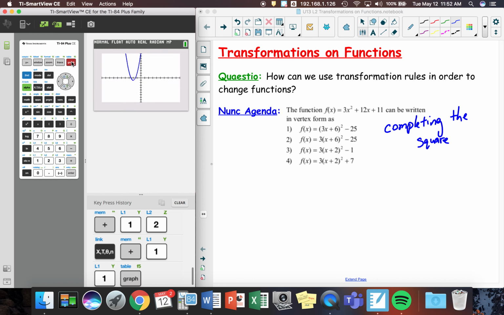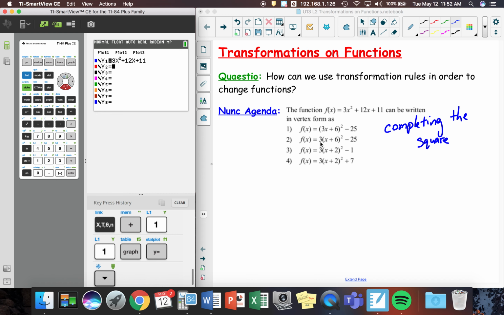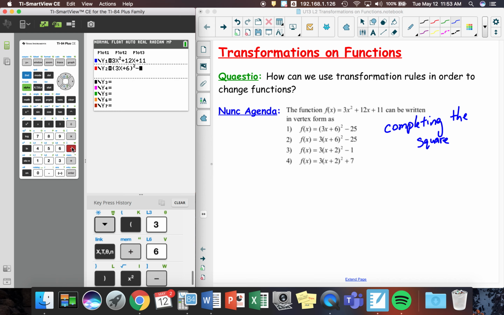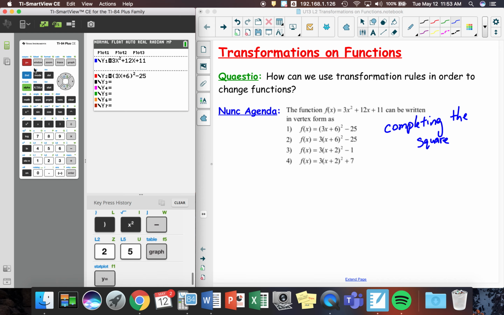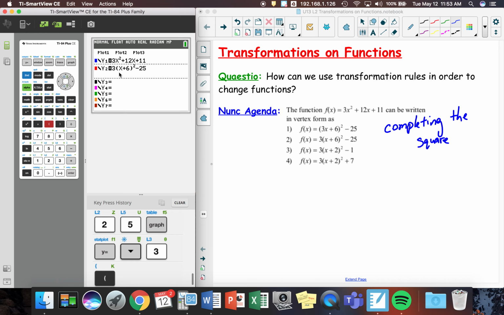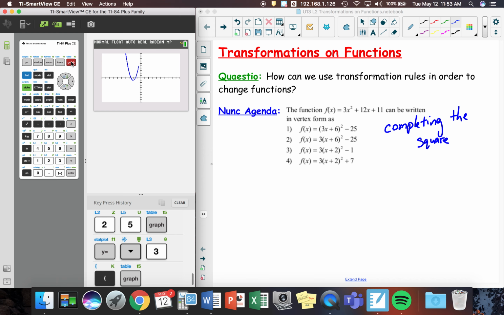Alright, I press graph, I see a graph. Now I'm going to type in each one of these answer choices to see which one matches up. I'm going to start typing in number 1. So we have 3 times (x plus 6) squared minus 25. Press graph. That does not look like it at all. So that doesn't work. Okay, so instead I'm going to type in the next one. I have 3 parentheses x plus 6 squared minus 25. Press graph. Nope, still doesn't work.